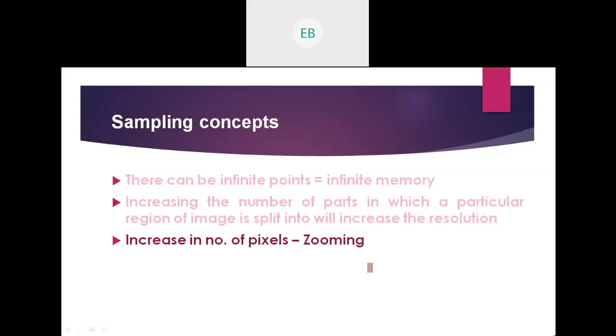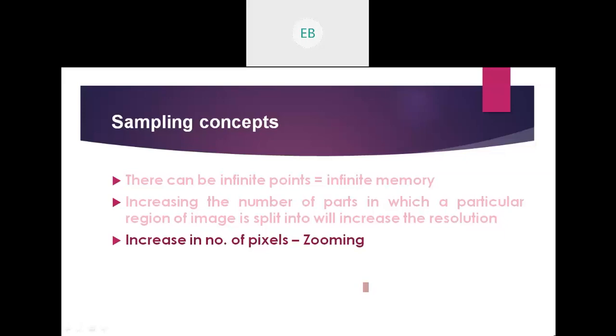So what I'm trying to say is, sampling means digitization of coordinate values, that is the x. Suppose we take two axes, two coordinates, x and y: the x-axis and y-axis. Sampling is done prior to the quantization process. Quantization will come after some time. Sampling and quantization are both dependent on each other.